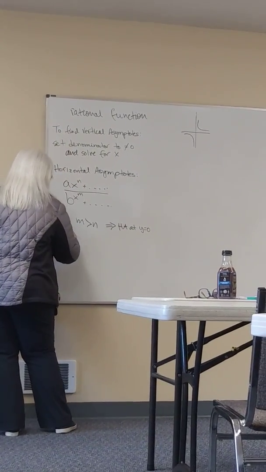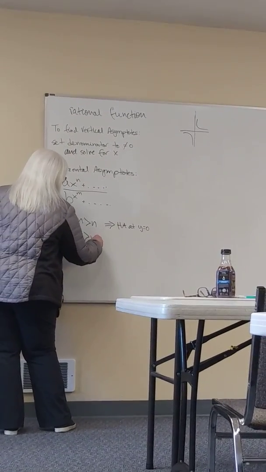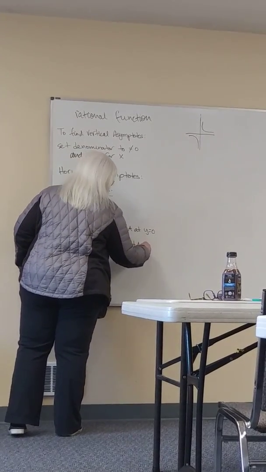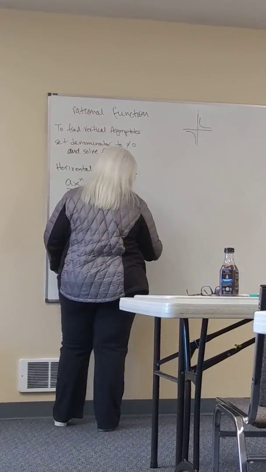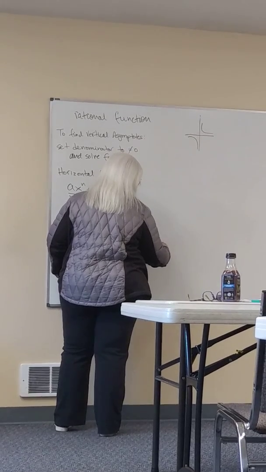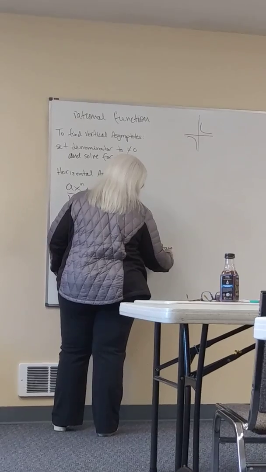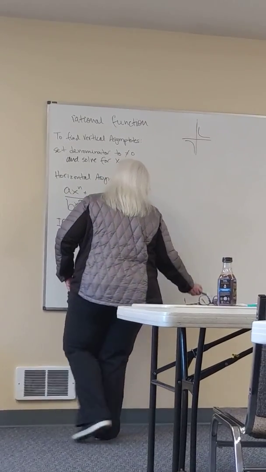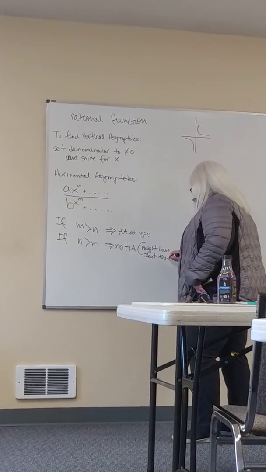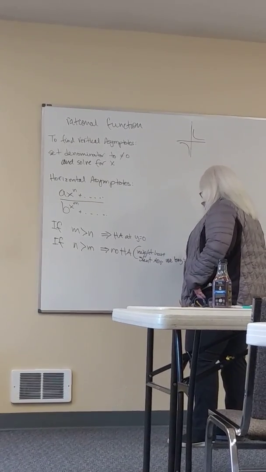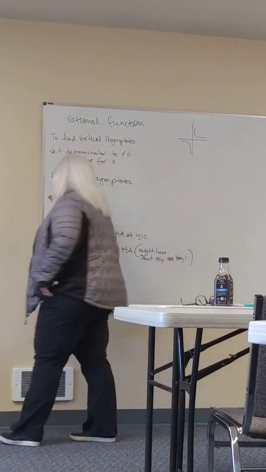If n is greater than m, there is no horizontal asymptote. Might have a slant asymptote, found by using long division. We'll talk about that if that comes up.